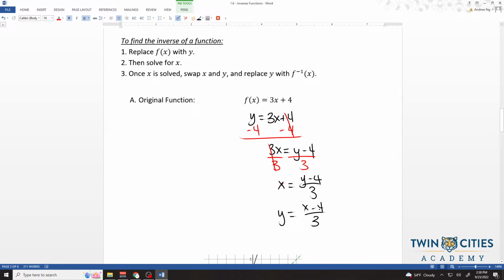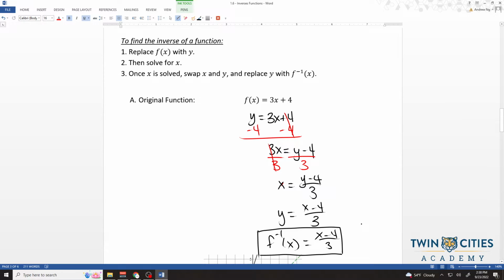And then let's change this back to function notation. This function is the inverse of f. Okay, it's the inverse of function f. Therefore, I'm going to call it f inverse of x. And this is actually x minus 4 over 3. Okay, so the original function is 3x plus 4, and the inverse is x minus 4 over 3.